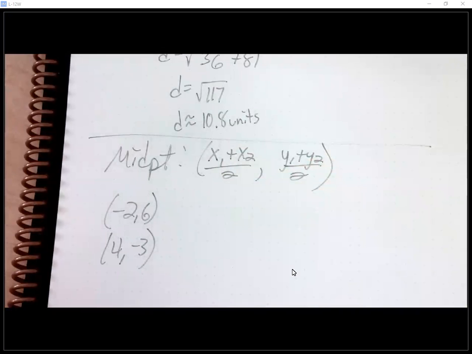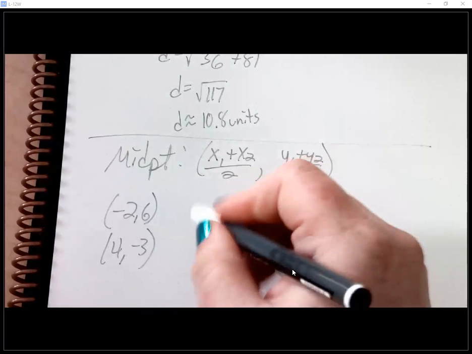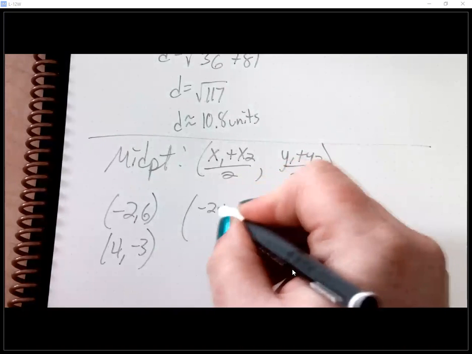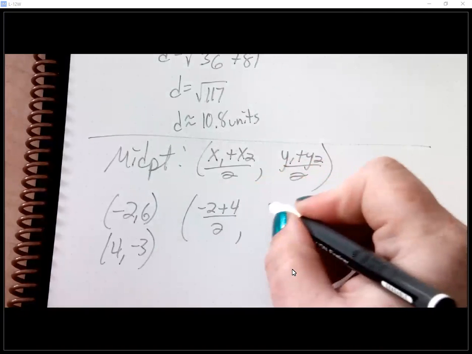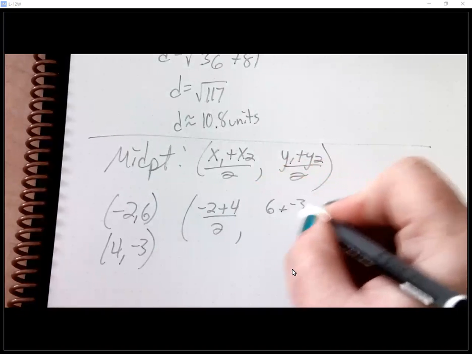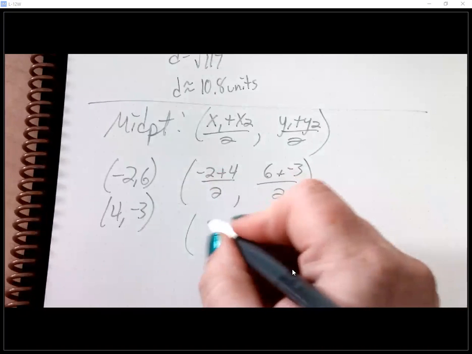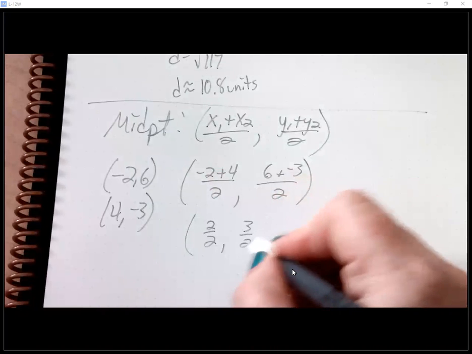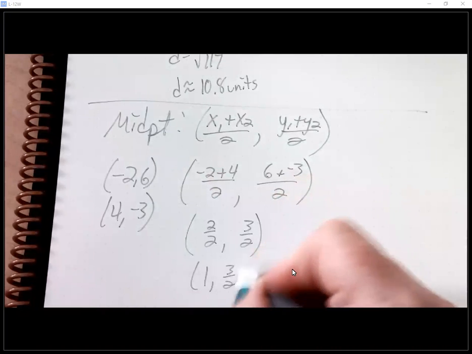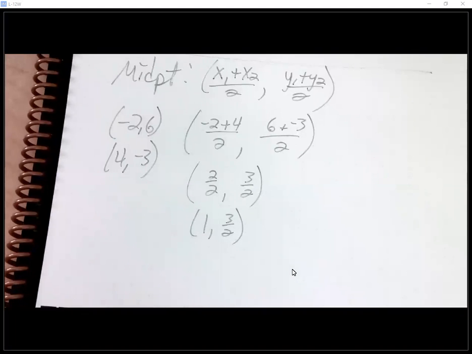I'm not sure about your first number. Second number I like. Are you sure it's 2? Yeah. Okay, so we're doing -2 plus 4, divide that answer by 2, and we'll do 6 plus a -3 over 2. That's how we are arriving at 2 over 2 and 3 over 2, or just 1 comma 3/2. And that's it. So there is finding the midpoint.